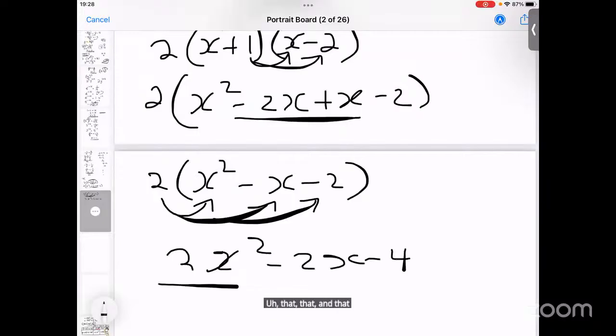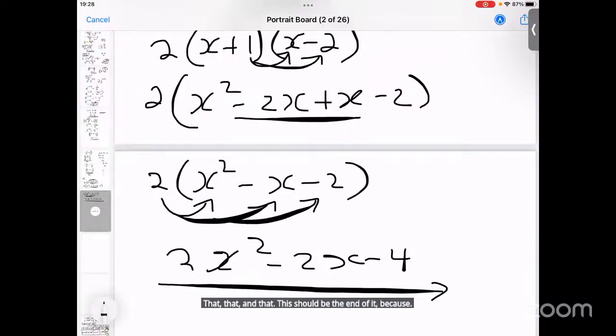This should be the end of it because this is not an equation where you need to say this is equals to x and all of that. You just leave it like this because all that you had to do was to simplify. Okay, then it's fine.